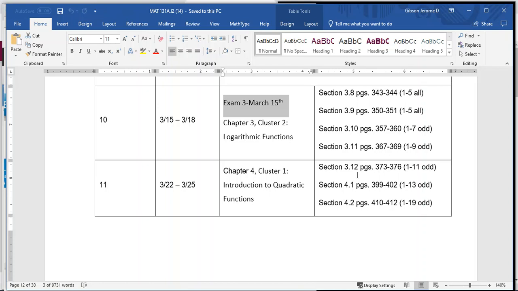So as you see here, as far as what we're supposed to do with 3.10, we're supposed to do problems 1 through 7 odd, and then 3.11, we're supposed to do problems 1 through 9 odd. Now, just like I did before, I'm not going to do every single problem, but I may end up doing the majority of them to get you all an understanding of this section.